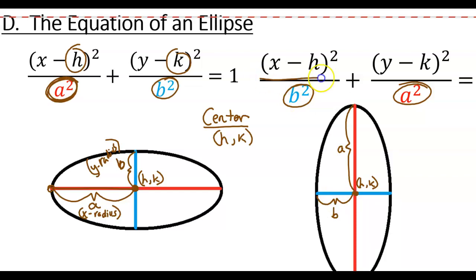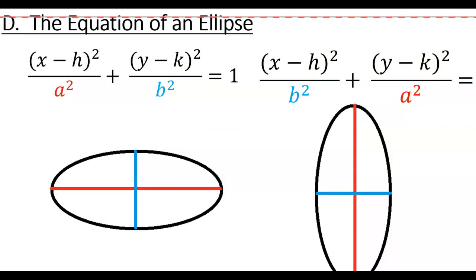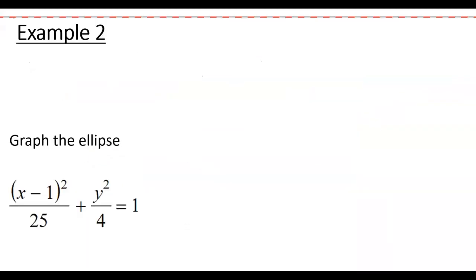So the number that's underneath the x, if you take the square root of it, it gives you your x radius. The number that's underneath the y, if you take the square root of it, that tells you your y radius, okay? And at that point, we really have enough to go ahead and get a graph going. So here is an equation of an ellipse, and our goal is to graph it. So step one is to identify your center.